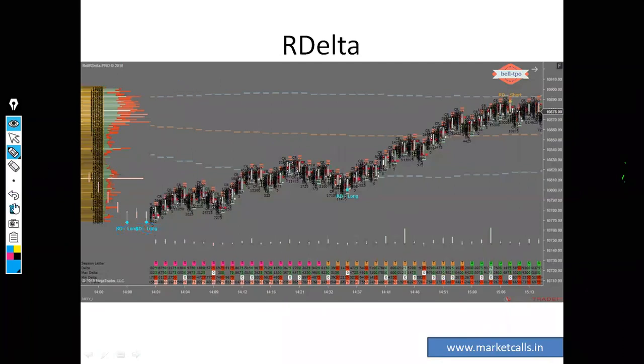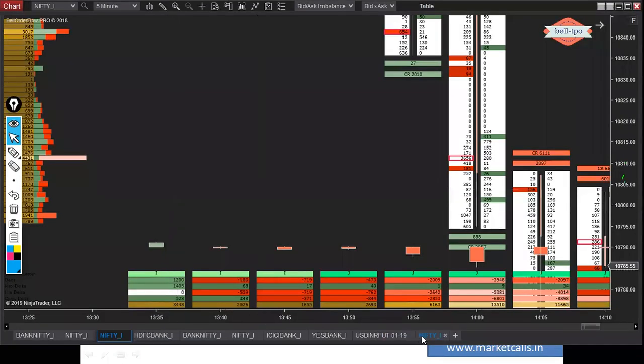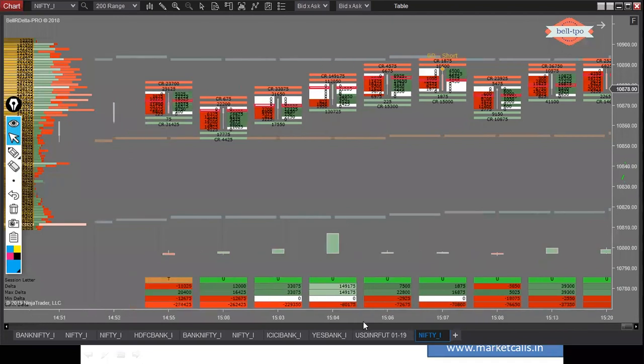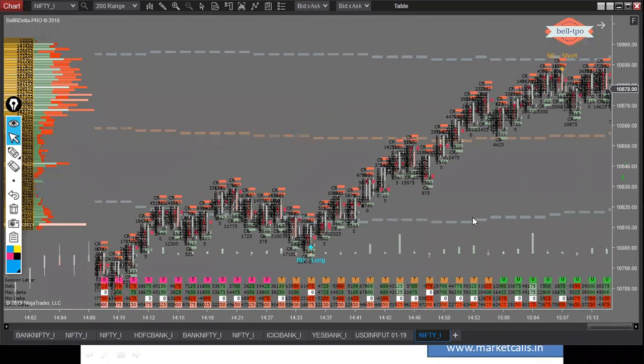Okay, I'll show you a couple of controls. The range bar chart looks like this. You'll see a couple of lines here. The center line is the VWAP, and you also see the +1 standard deviation VWAP band and the -1 standard deviation VWAP band.